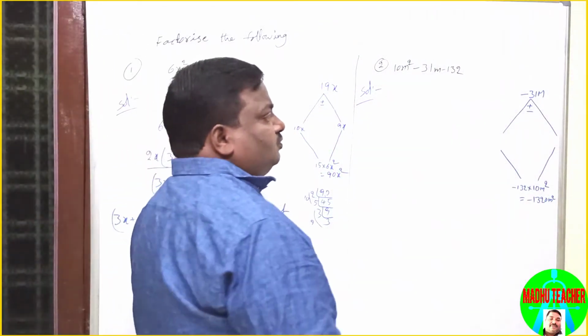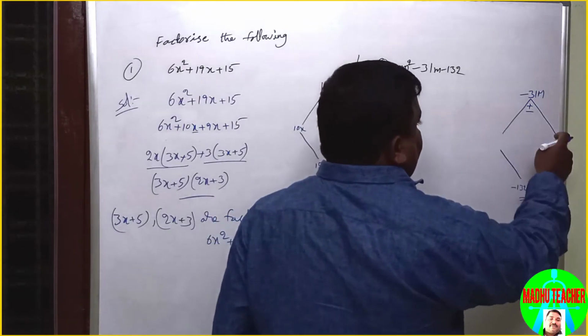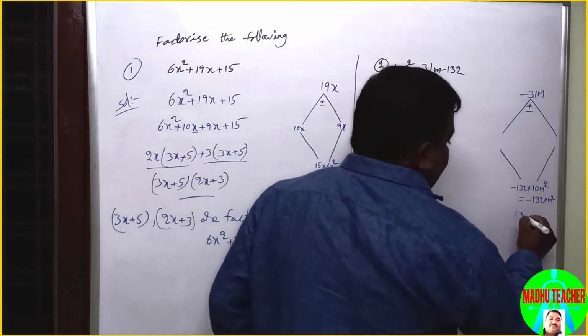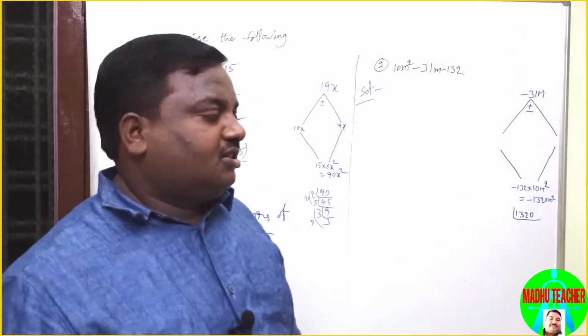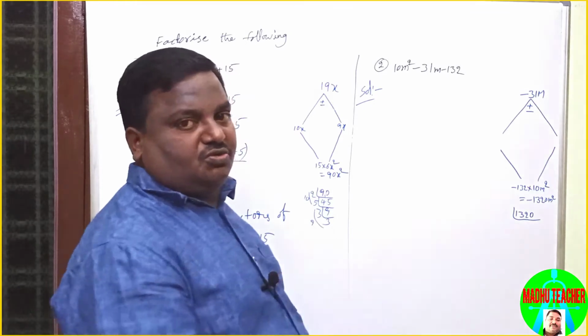Now to split this, first of all you have to find the prime factors of 1320. To split, finding the prime factors of 1320 makes it easy for us.